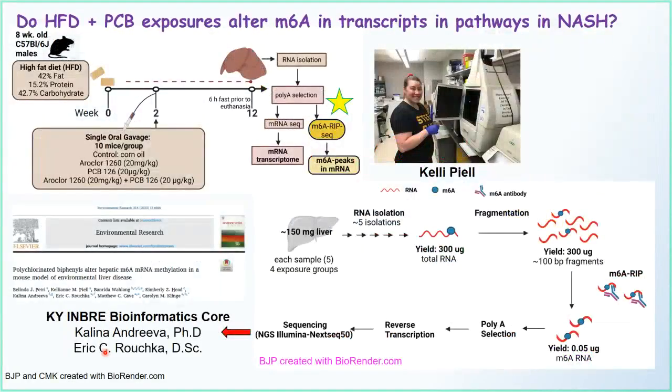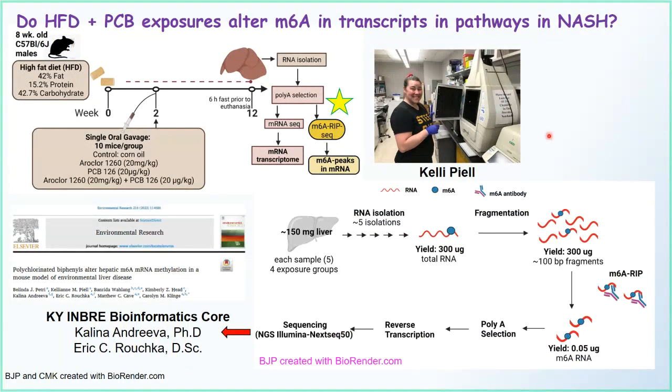Okay, so what else could be changed? Well, what about the m6A on mRNA, which regulates splicing and translation and cellular location of transcripts? So to look at m6A transcript abundance, we performed m6A RIP-seq. So that's m6A RNA immunoprecipitation sequencing. And here's how this works.